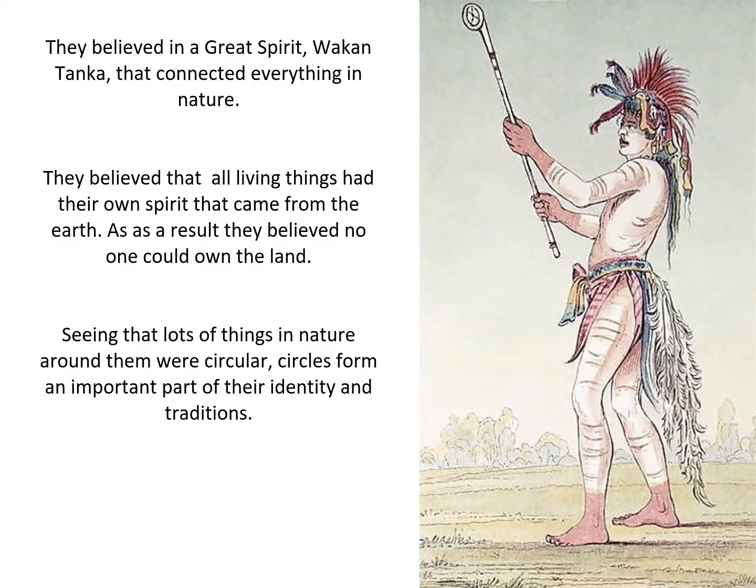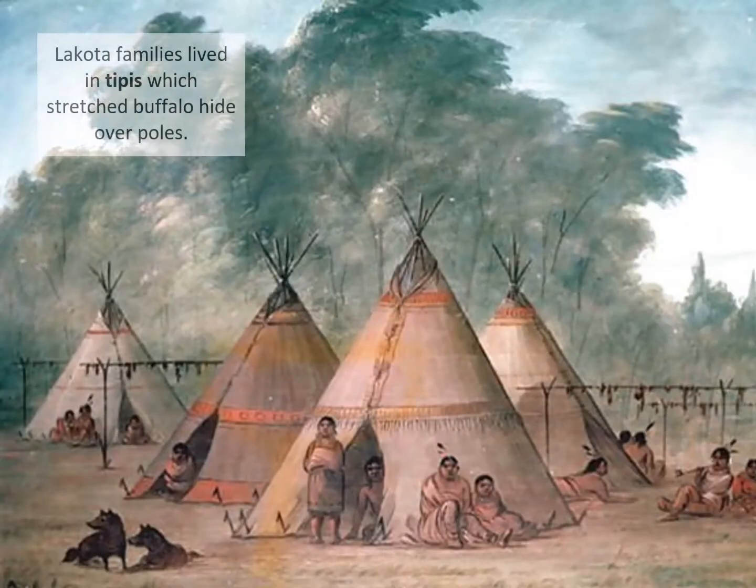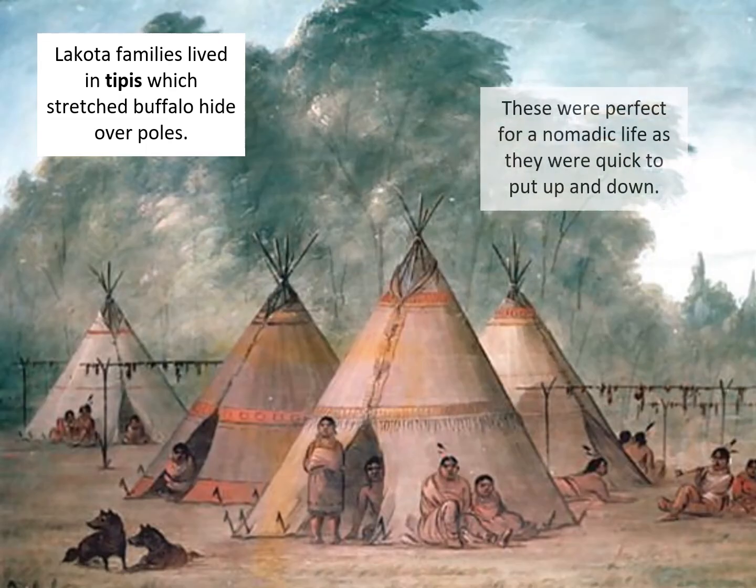And the Lakota also saw around them in nature that lots of things were circular, and as a result, circles form a very important part of their identity and their traditions, and you can often see that in the clothes that they wore and the jewellery that they wore. And Lakota families lived in circular houses, teepees, and those teepees were buffalo hide that was stretched over poles. And teepees were perfect because they kept you warm in the winter months and cool in the summer months. And they were perfect for a nomadic life as they were quick to put up and to take down.